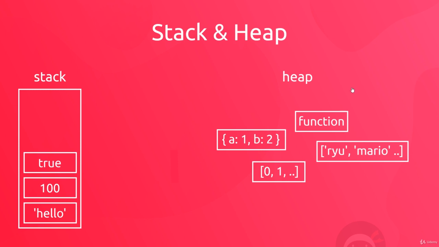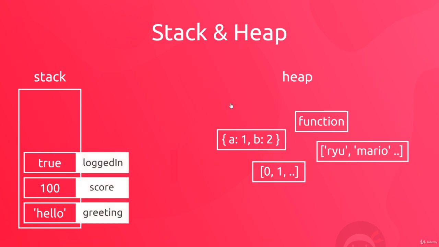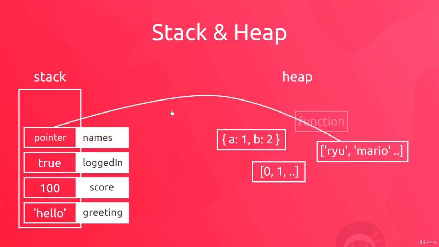But why is this so important? Well, when we store a primitive value in a variable, it adds that value to the stack and it locks the variable name to it as an accessor to that value. So it knows whenever we want to access the variable score, for example, to go out and grab this value for us. So when we store a reference type in a variable like an object, it adds the object to the heap and then it adds a pointer to that object on the stack.